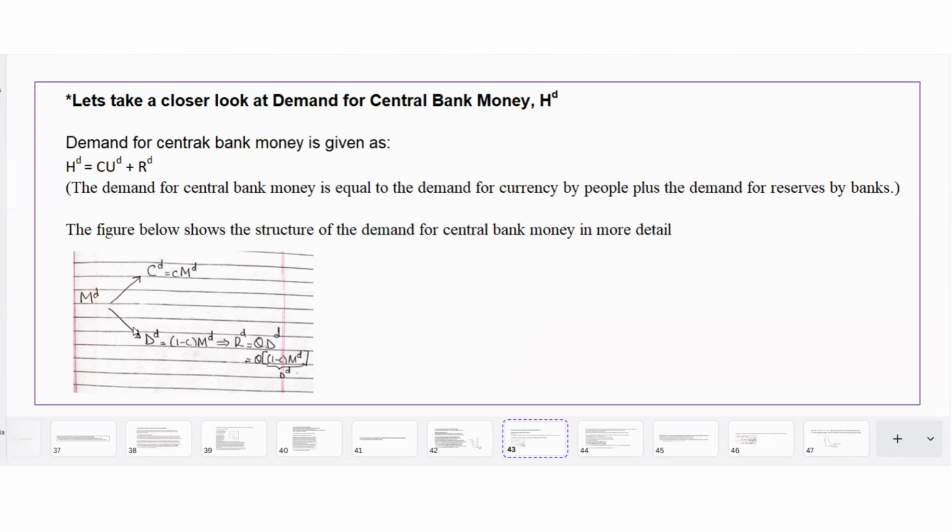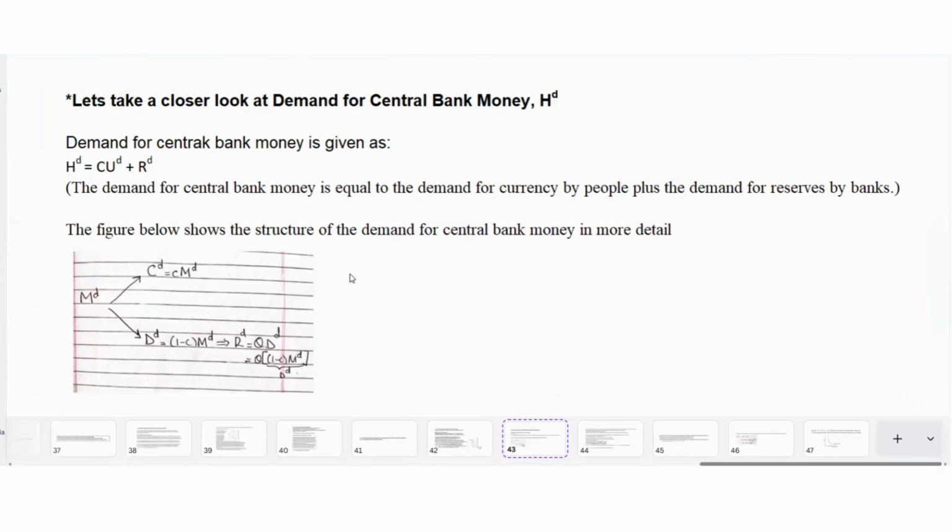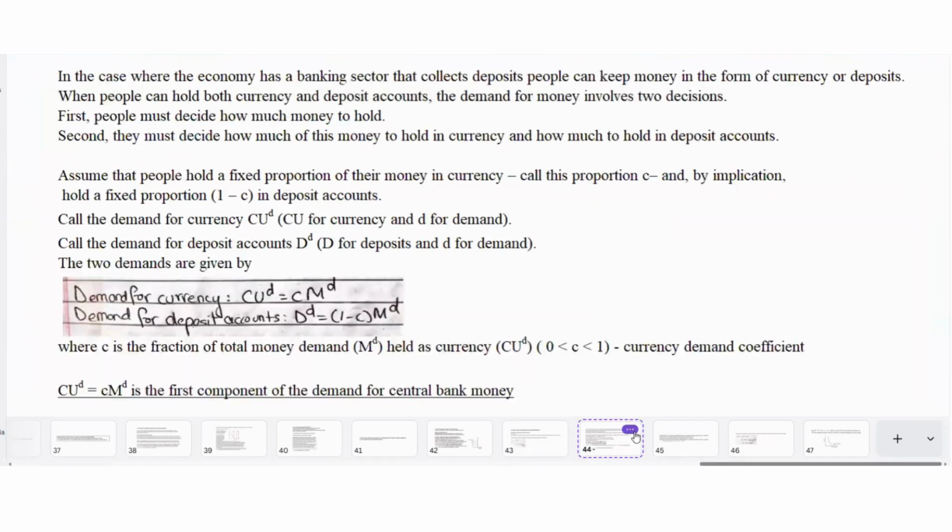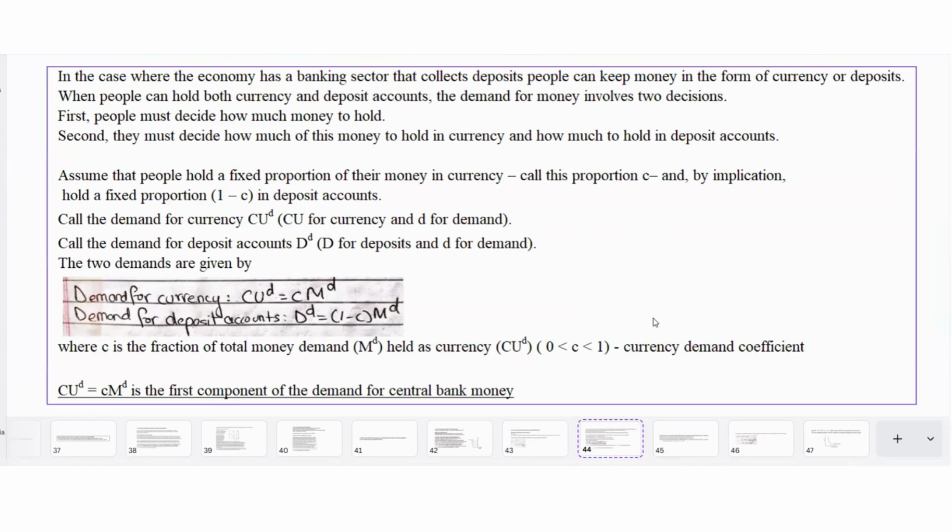Now the figure below shows the structure of the demand for central bank money in more detail. So now we'll get back to this figure. Now we're going to start from the left-hand side. So this figure helps us understand the structure of demand for central bank money in more detail. We'll start with the left-hand side. Now, in the case where the economy has a banking sector that collects deposits, so you don't just have the central bank, you have commercial banks too.